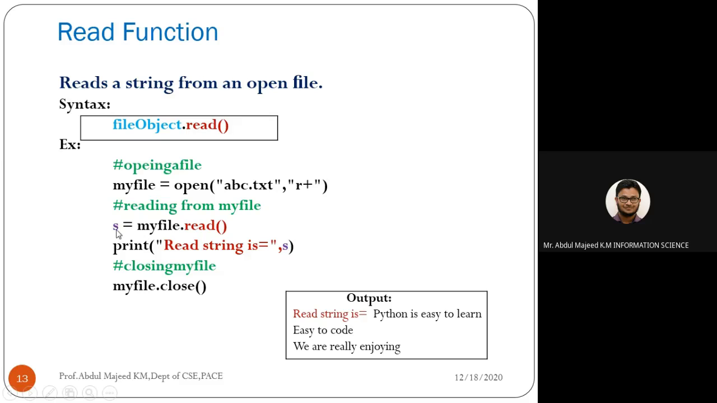Here you can see this is s. It stores the content of the file abc.txt. Then after that I am closing the file. So if I execute this file, I can see this message, read string is, then it will display the content on screen. Python is easy to learn, easy to code. We are really enjoying. Okay, so let me execute this program.